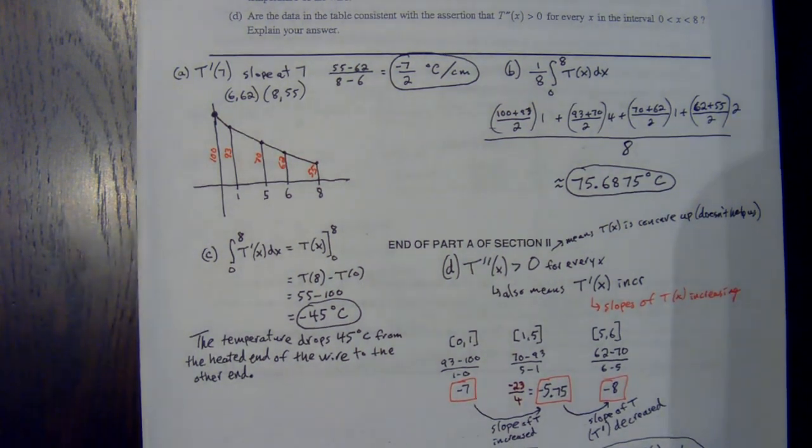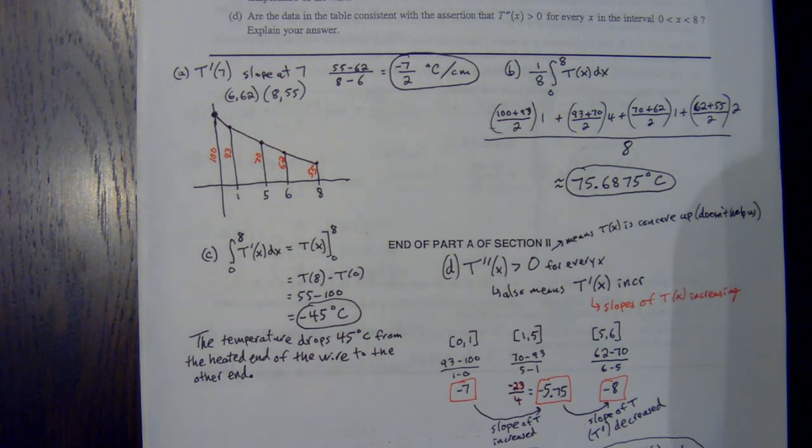And they do ask us to explain the meaning of that. So you're just subtracting the last temperature minus the first temperature. All that means is the temperature drops 45 degrees Celsius from the heated end of the wire to the other end of the wire. And that negative kind of helps us out. It's going to get cooler at the other end because it's not right next to that flame. All right, so A through C, we'll see a bunch of stuff like that. We'll keep practicing those things.